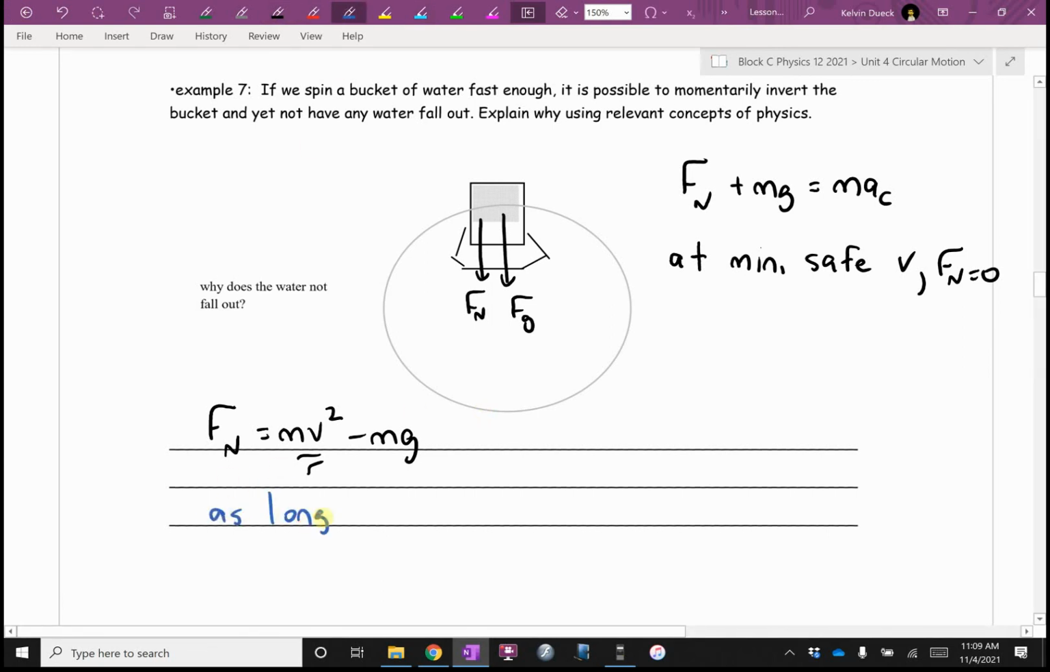As long as mv squared over r is greater than mg, oh, the m's cancel, as long as v squared over r is bigger than 9.8, we stay dry. And that's the experiment that you were actually doing when you were trying to see as a kid, how slow can I go? How slow can I go? Okay. Is that all right?